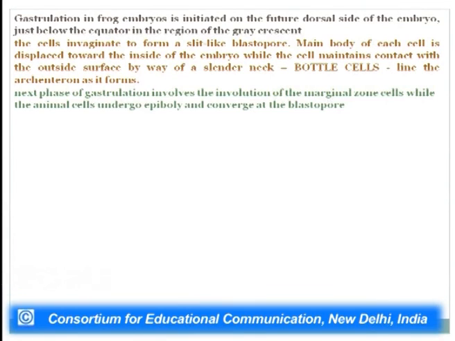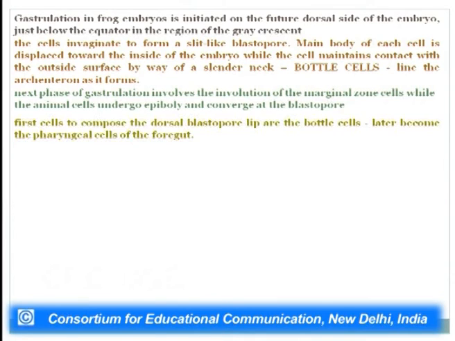The next phase of gastrulation involves the involution of the marginal zone cells, while the animal cells undergo epiboly and converge at the blastopore. The first cells to compose the dorsal blastopore lip are the bottle cells. They later become the pharyngeal cells of the foregut. So, pharyngeal endodermal cells are basically passively moving and they are the first ones to form.